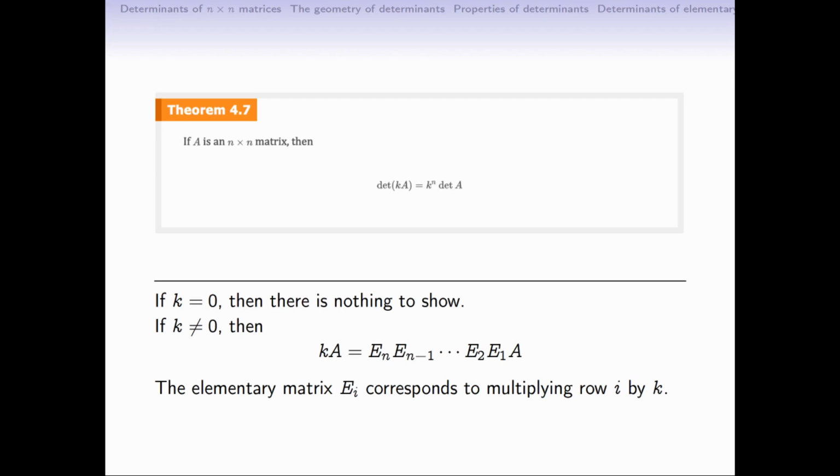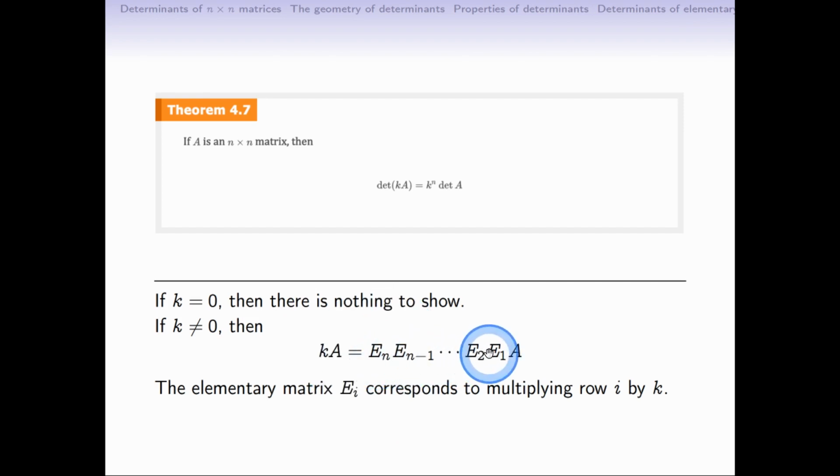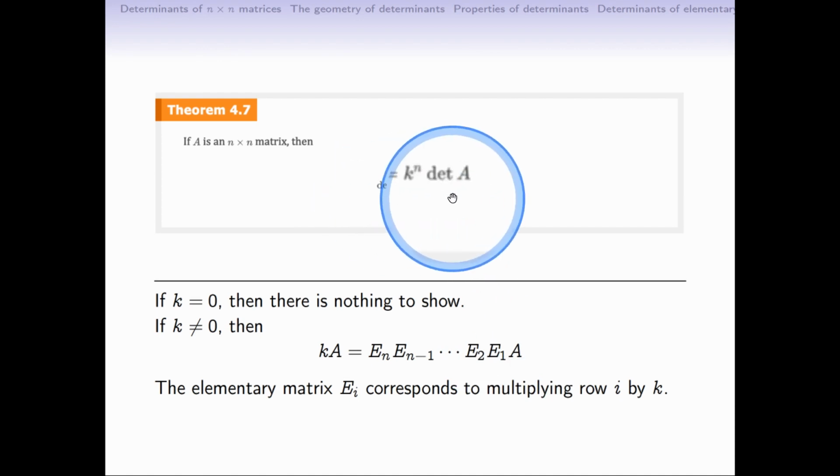Now, what does lemma 4.5 and its extensions tell us? It says the determinant of k times A is simply going to be the product of these determinants. But each of these determinants is going to have a value of k. So I'll have k to the n times the determinant of A, which is precisely what theorem 4.7 is telling us will happen. So this is how we can get at theorem 4.7 through looking at it through the lens of elementary matrices and row operations.